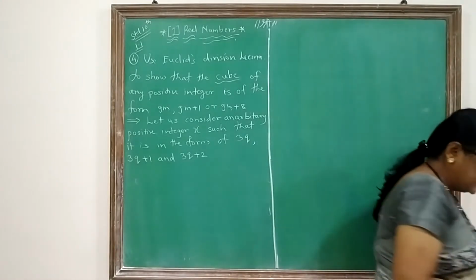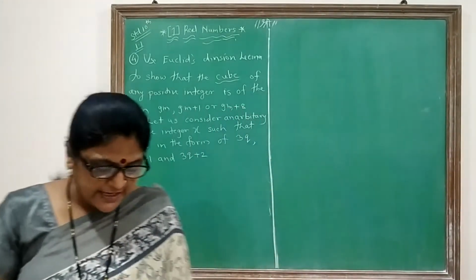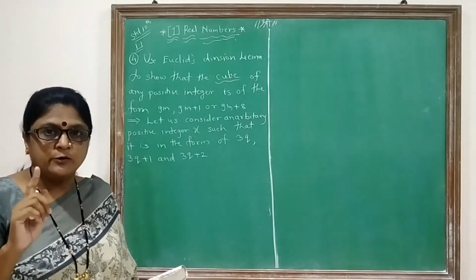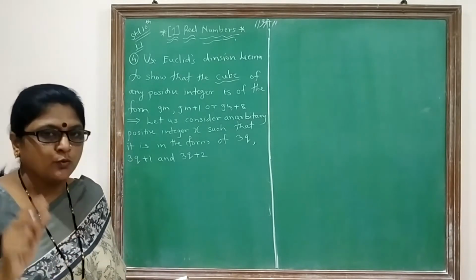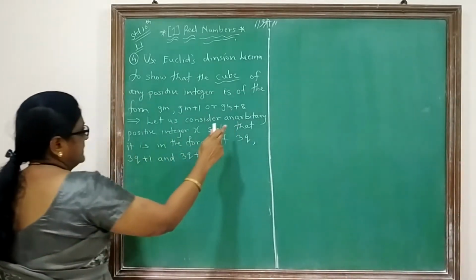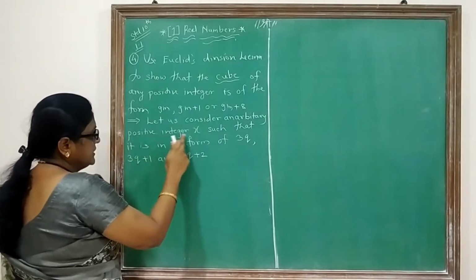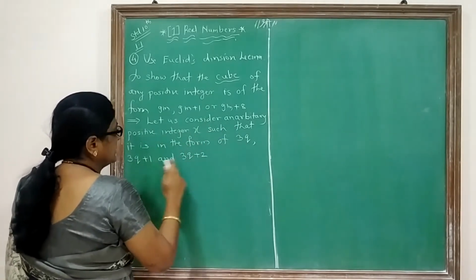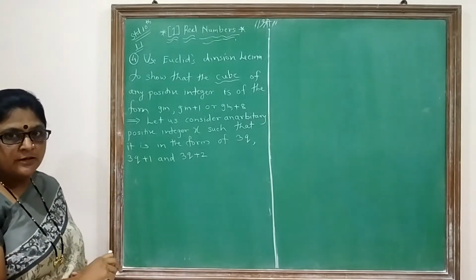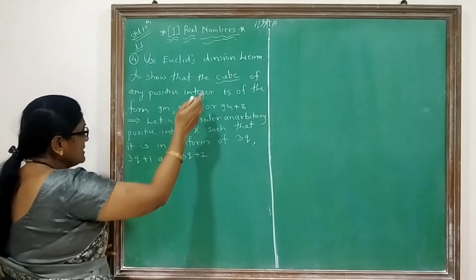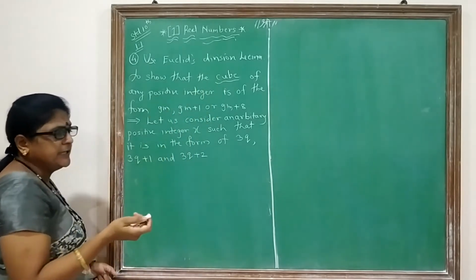First, let x be any positive integer of the form 3q, 3q plus 1 and 3q plus 2. Then you will write here: let us consider an arbitrary positive integer x such that it is in the form 3q, 3q plus 1 and 3q plus 2. This is your rule. Then, since the cube is present, you will take the cube.